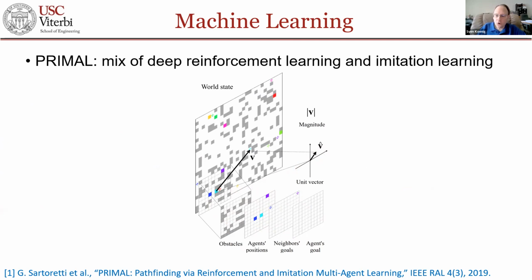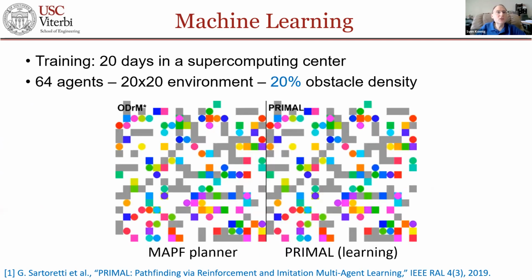All right, so this is joint work with Carnegie Mellon University. We trained this for 20 days in a supercomputing center. And I'll show you here on the left an example where the robots follow a plan that was determined by a good MAPF planner. On the right, they follow a plan that was determined by this learning system.